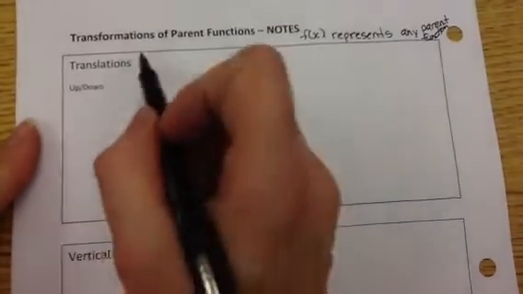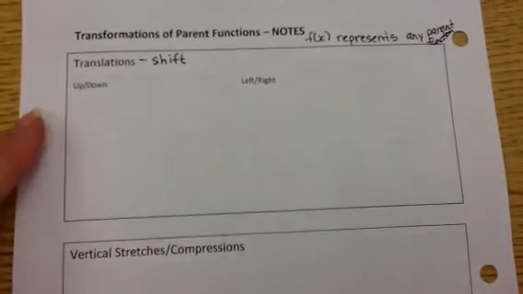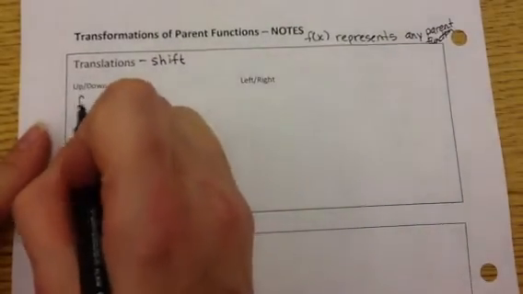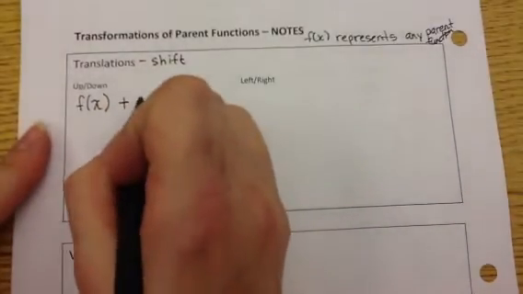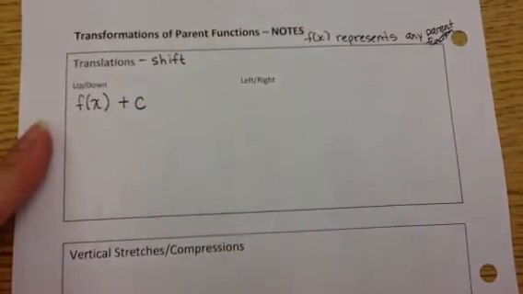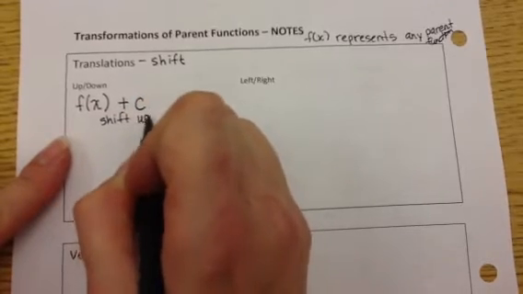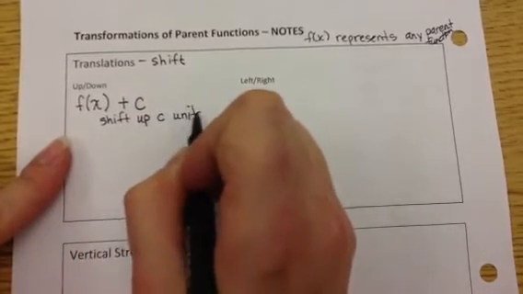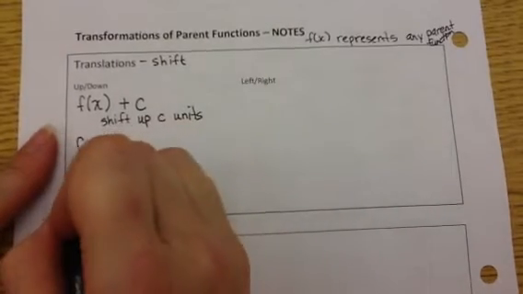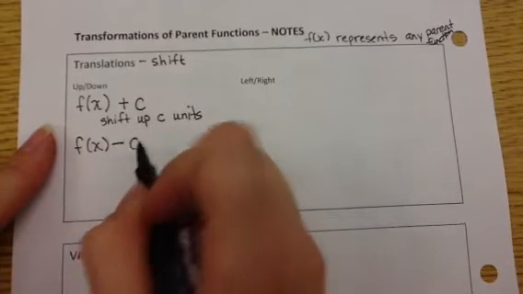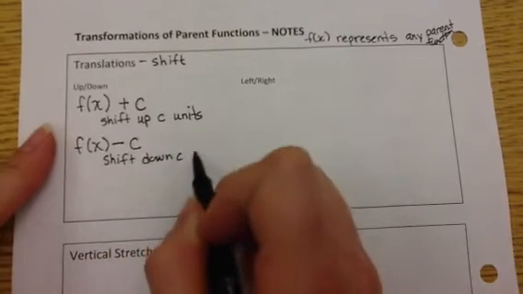Translations, we can shift our functions up and down, or we can shift our functions left and right. To shift up and down, we will have our parent function, and then we will add some value c. If we add some value c, that is going to shift up c units. So when you go to graph your parent function, you'll just start from a different place. If we have f of x minus c, that is going to shift down c units.